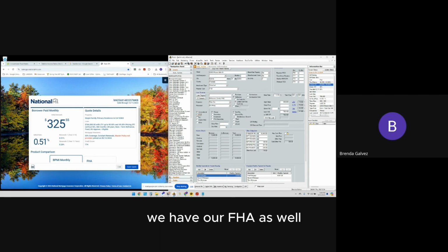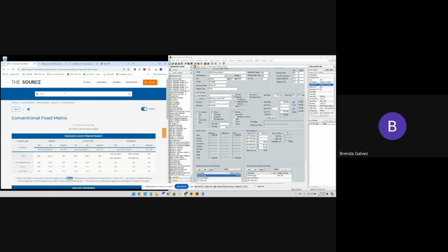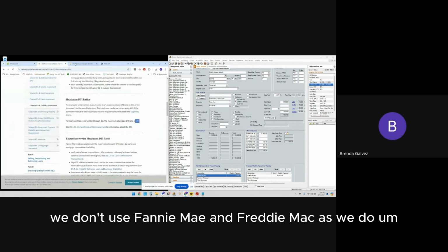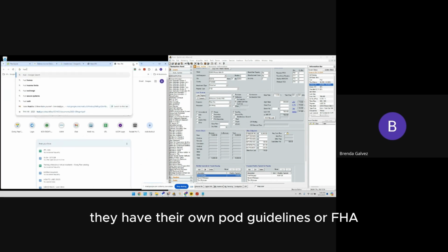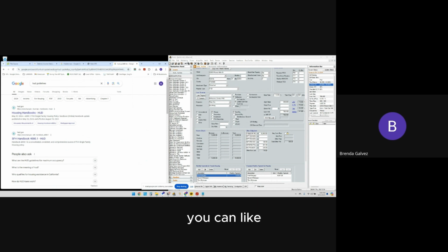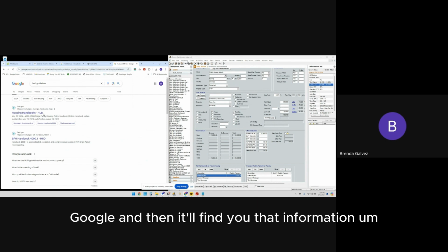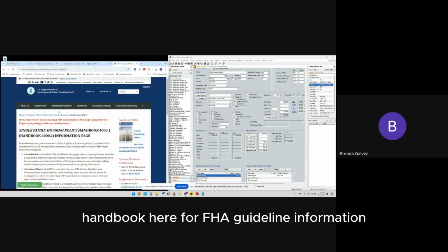We have our FHA as well. The FHA guidelines are a little bit different than conventional. We don't use Fannie Mae and Freddie Mac as we do. They have their own PUD guidelines. For FHA, you would use this housing handbook. If you have any questions, you can Google it and it'll find you that information. They use this handbook here for FHA guideline information.